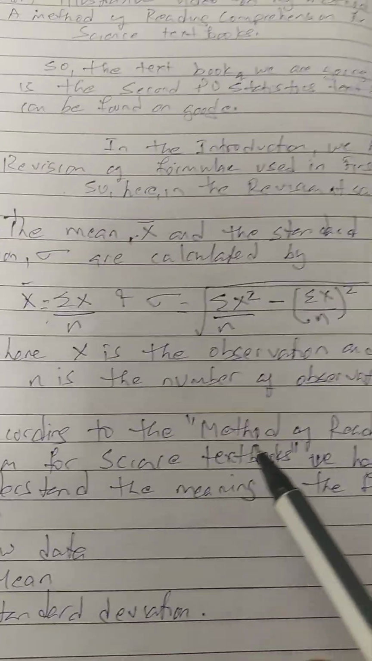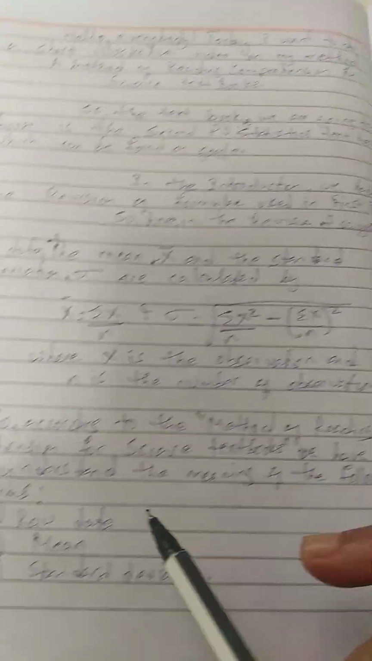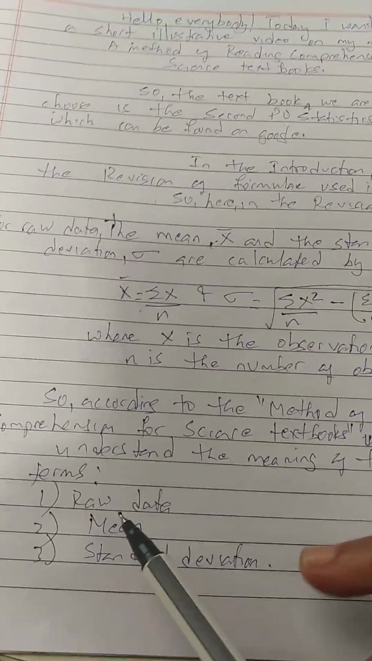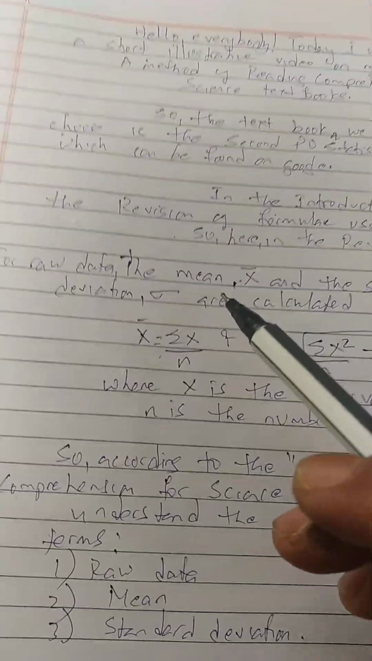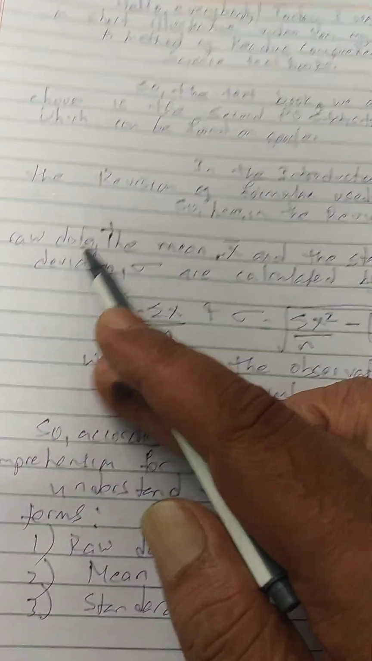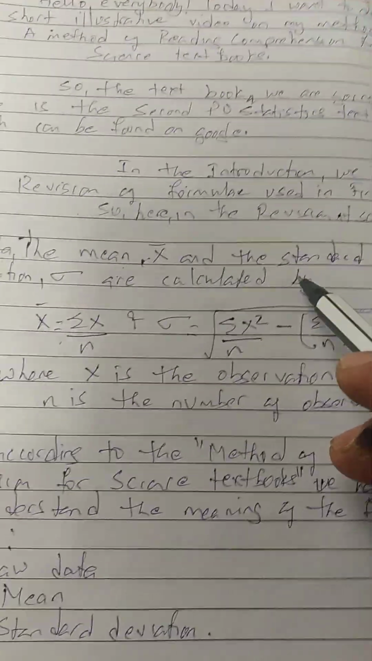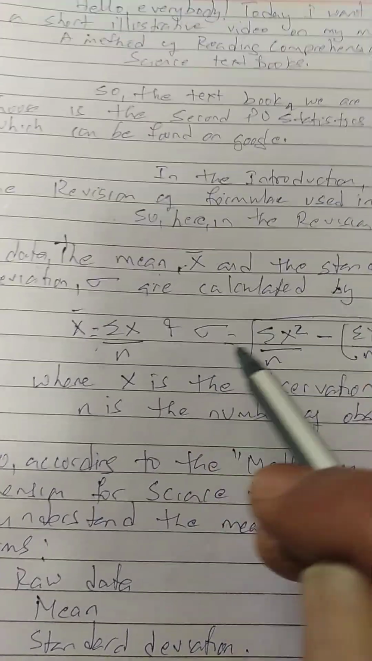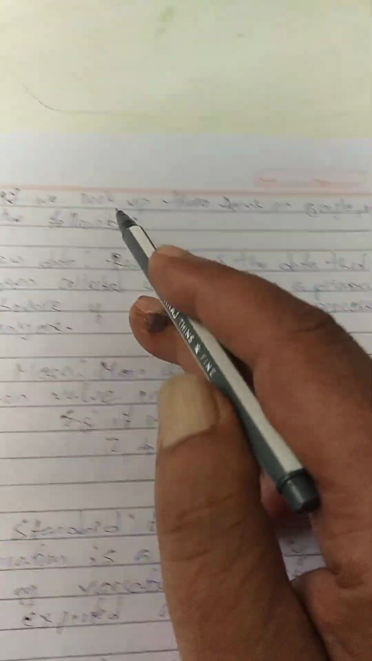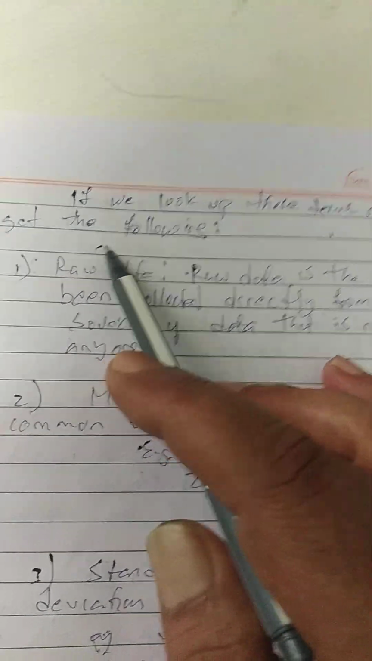So according to the method of reading comprehension for science textbook, we have to understand the meaning of the following terms. We have to understand the meaning of raw data, the meaning of mean, and the meaning of standard deviation before we apply this formula. So if we look up these terms on Google, we get the following.